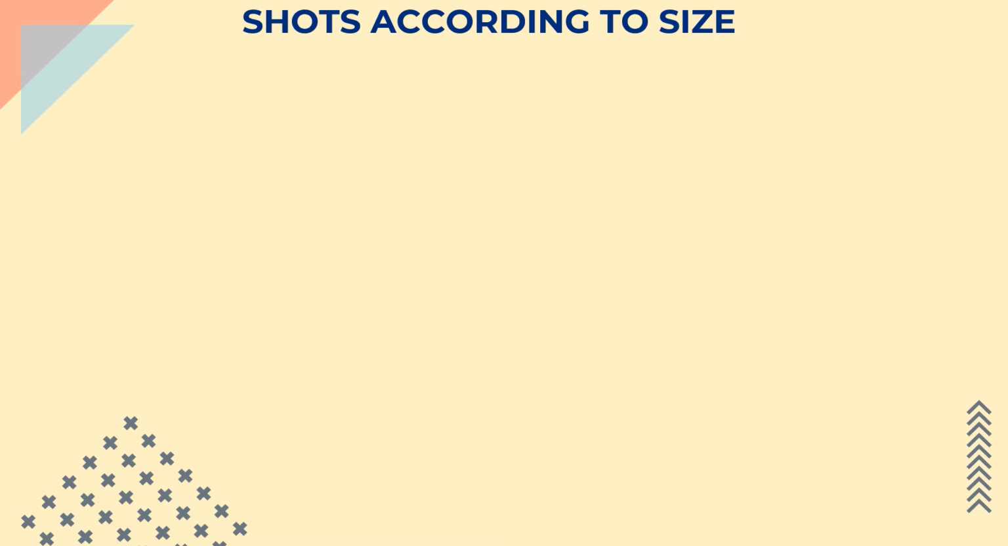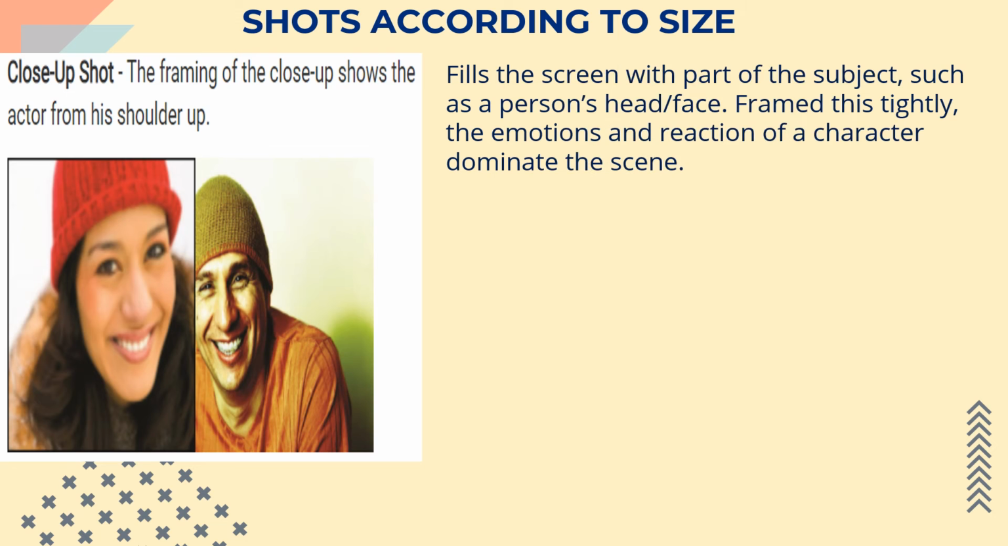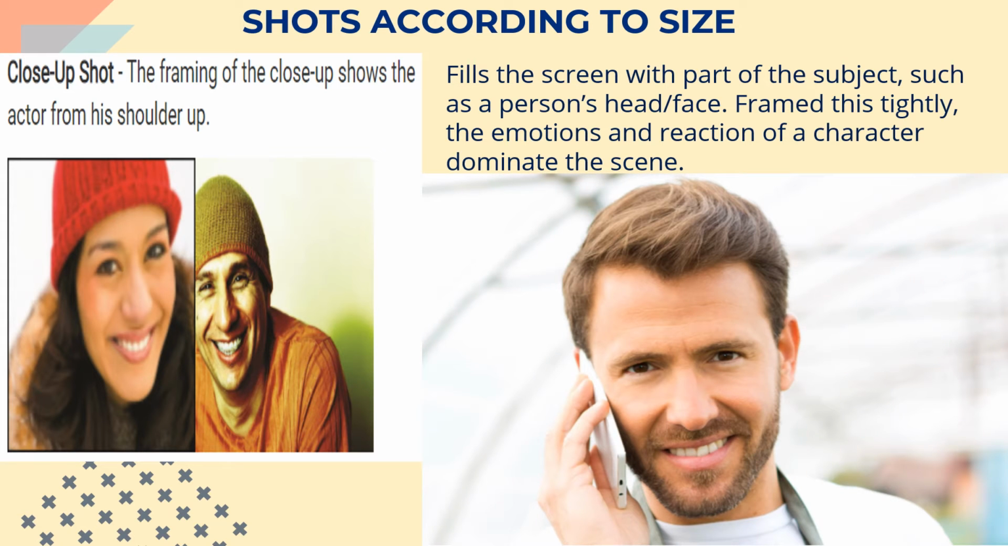Shots according to size. There are many ways in which you can frame your subject, from seeing their entire body to only their eyes. The first one is the close-up shot. The framing of the close-up shot shows the actor from his shoulder up. It fills the screen with part of the subject, such as a person's head or face. Framed this tightly, the emotions and reaction of a character dominate the scene. This is another example of the close-up shot.